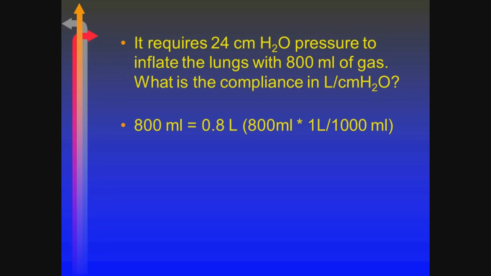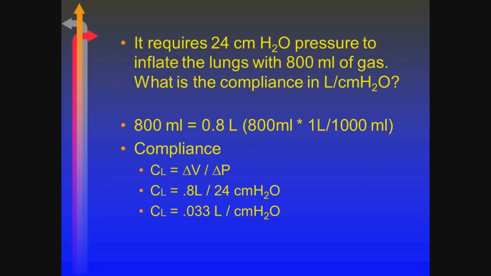So this is giving us an example of measuring compliance. Again, a kind of question you might see. 800 milliliters, changing that to liters, 0.8 liters, and then plugging into the formula, we'd end up with 0.033 liters per centimeter of water, or 33 milliliters per centimeter of water, depending upon what units you're asked to calculate to.